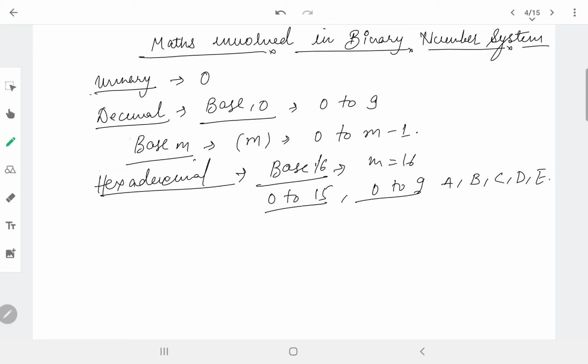But the problem with these number systems is that a computer only understands 0 and 1. So in computers we use binary number systems. Binary number systems are base 2 number systems. So in base 2 we use two symbols, 0 and 1. So let's solve some problems in the binary number system.